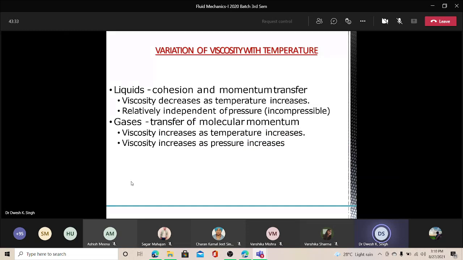Now comes the variation, because viscosity varies with temperature.